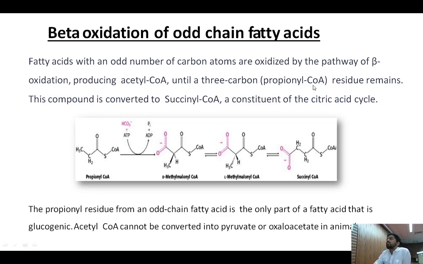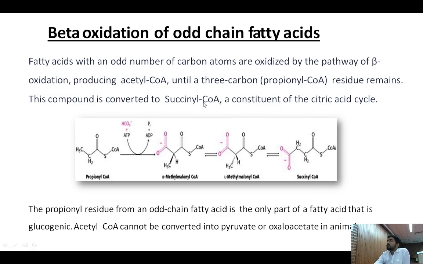This propionyl coenzyme A is converted to succinyl coenzyme A, and if you remember the citric acid cycle, you will see that succinyl coenzyme A is one of the intermediates of the citric acid cycle, right? So how does propionyl coenzyme A get converted to succinyl coenzyme A? Propionyl coenzyme A with the help of ATP first converts to D-methylmalonyl coenzyme A, then forms L-methylmalonyl coenzyme A, and then forms succinyl coenzyme A. That's it. And this succinyl coenzyme A will be utilized in the citric acid cycle.